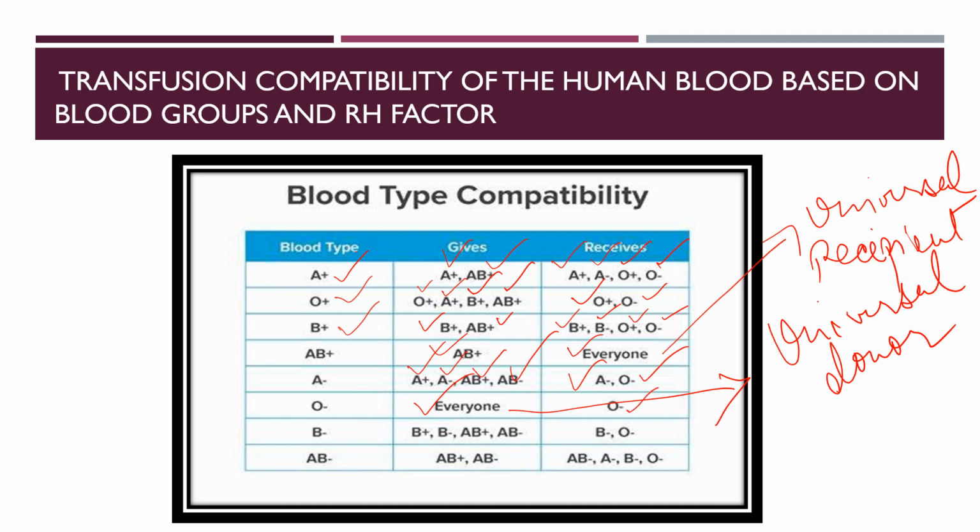Now B negative can give blood to B positive, B negative, AB positive and AB negative, and it can receive blood from B negative and O negative. And AB negative can give blood to AB positive and AB negative, and can receive blood from AB negative, A negative, B negative and O negative. So this is all about the compatibility table.